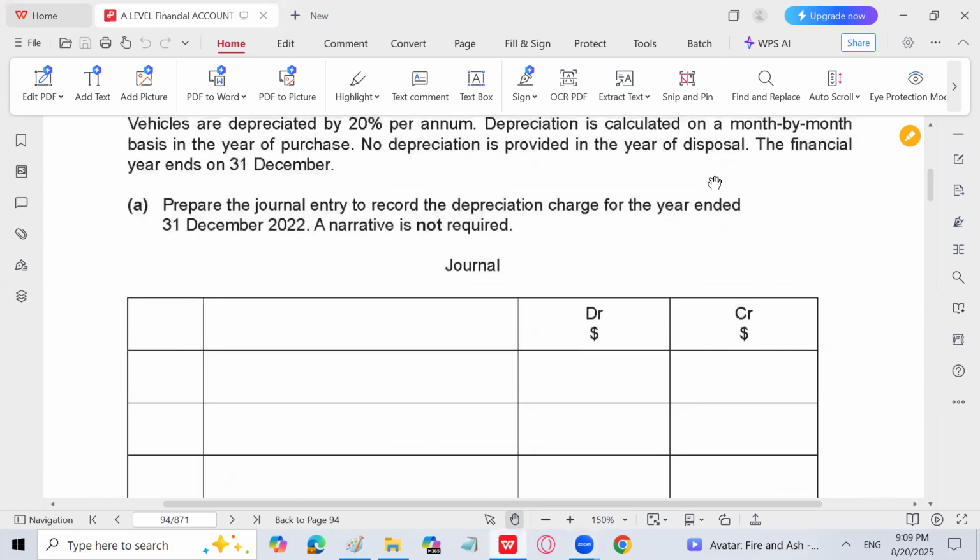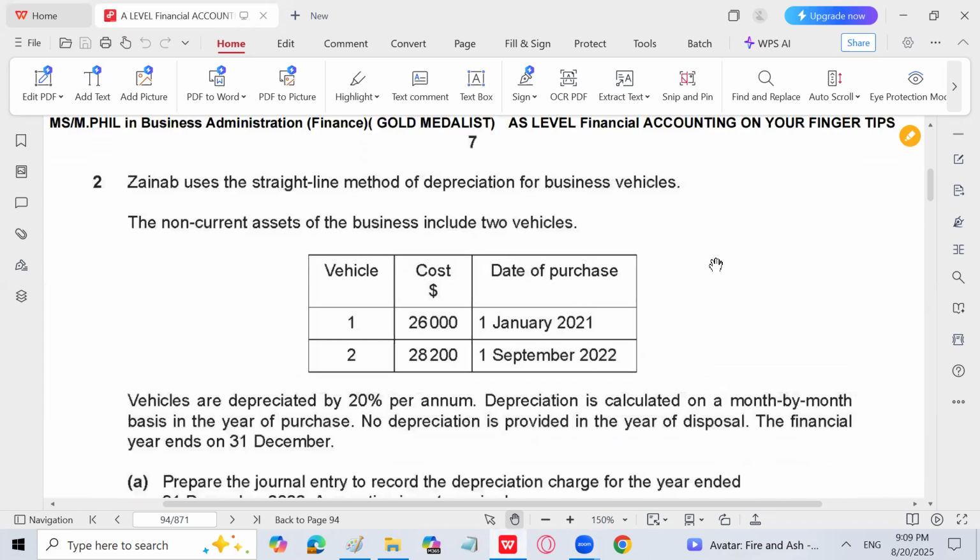Zainab uses the straight line method of depreciation for business vehicles. Always remember, whenever a question tells you to use the straight line method, it means the question is a bit easier, not difficult, because the straight line method is always easier than the reducing balance method. If it comes on an annual basis, it becomes even easier. Here it has come on a monthly basis, which is also very simple. It's not a big deal to solve the question on a monthly basis.